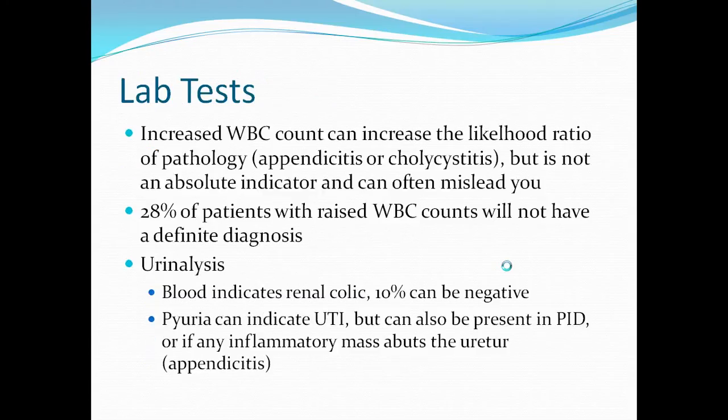Lab tests. An increased white count is non-specific, but it does give you a higher likelihood ratio for pathology such as appendicitis or cholecystitis. 28% of patients with raised white counts will not have a definite diagnosis. A urinalysis, blood in the urine indicates renal colic, but 10% can be negative. Pus in the urine, as in white blood cells, can indicate a UTI, but that can also be present with pelvic inflammatory disease, or if any inflammatory mass is next to the ureter, like appendicitis.